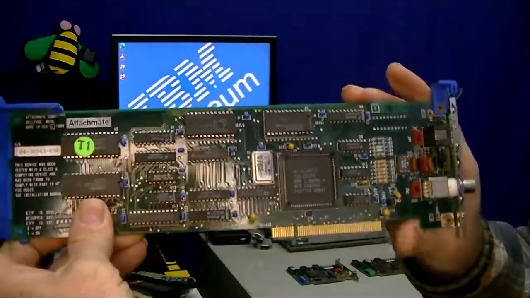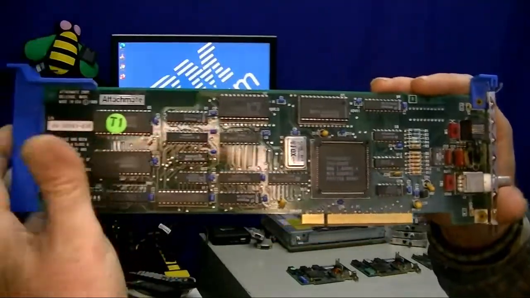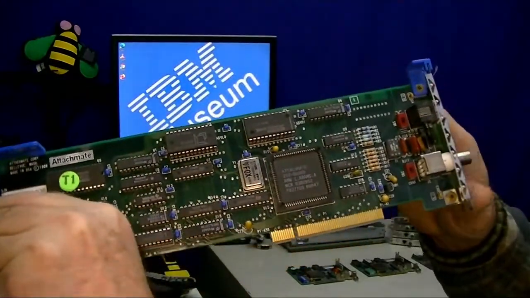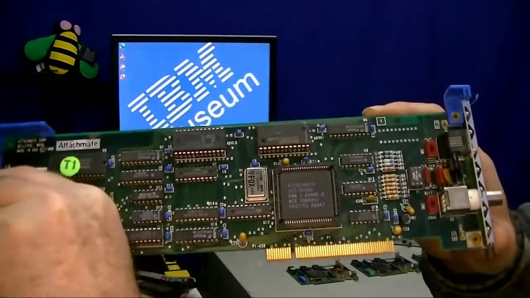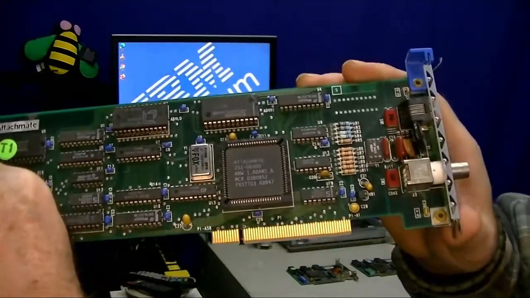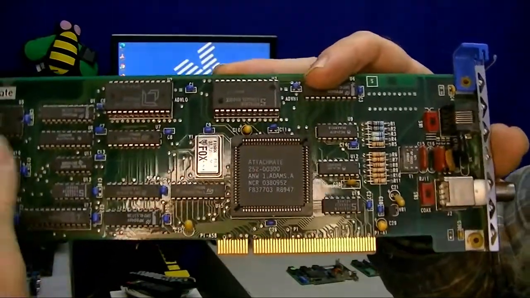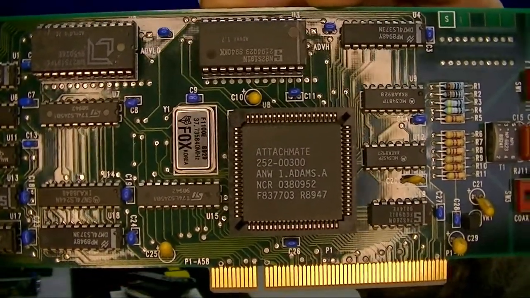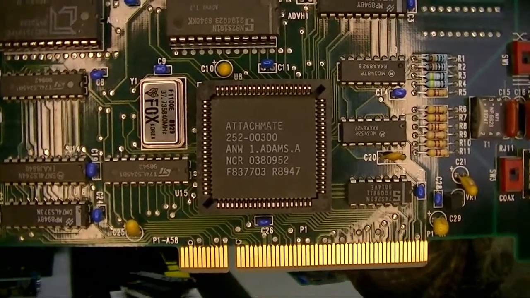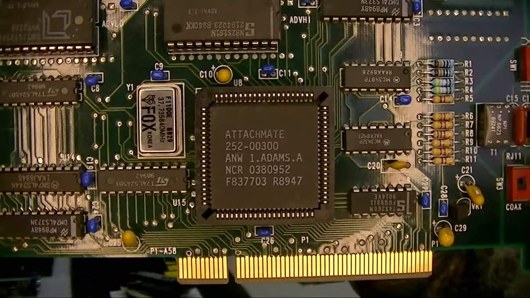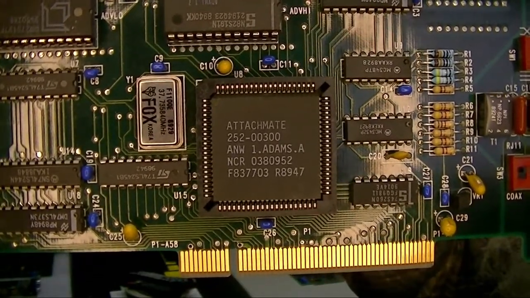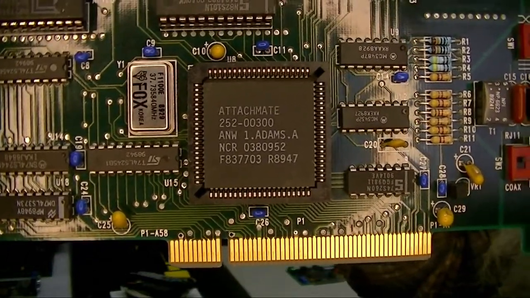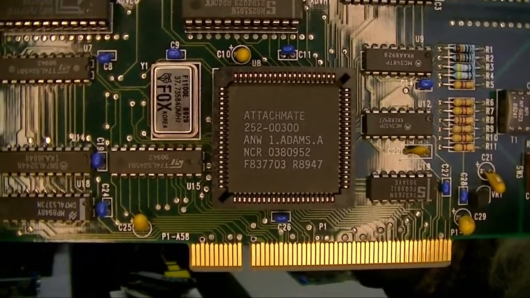Even the 8-bit boards look very similar in functionality. They'd be effectively the same, ultimately an ISA bus that would even have more than just an 8-bit connector, although those boards are just 8-bit. And then it's labeled on this big chip, Attachmate, and then it's got this 252 and then the -00300. And I don't know what all the other stuff is. It's got a marking from NCR on there as well, for whatever that means, as we'll see that a little bit more prevalent on the 8-bit adapters.